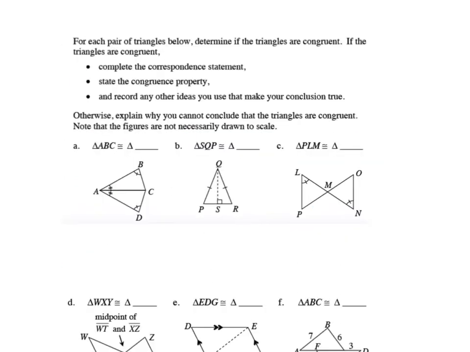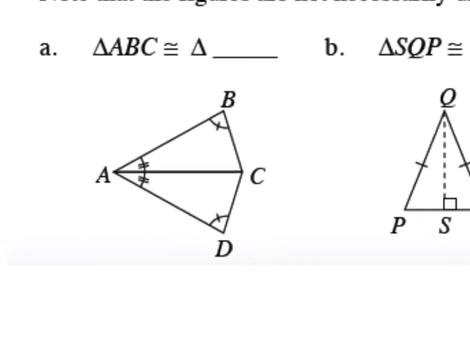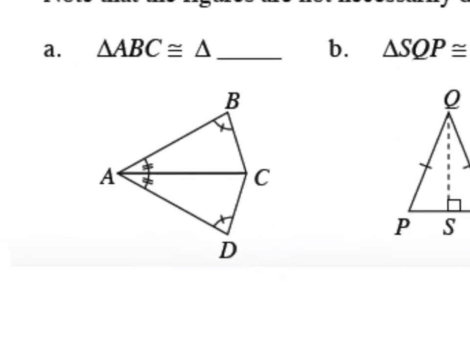Now let's take a minute and work through identifying some congruent triangles. It says for each pair of triangles below, determine if they are congruent. If they are, complete the correspondence statement, state the congruence property, and record any other ideas you use to make your conclusion true. Okay, so we're going to look at this first one here. It says triangle ABC is congruent to triangle, and I have to figure that part out. I see this angle here. I see this angle listed here. So I know of my 5 reasons, I'm probably looking at either angle side angle or angle angle side because I have 2 pairs of angles.